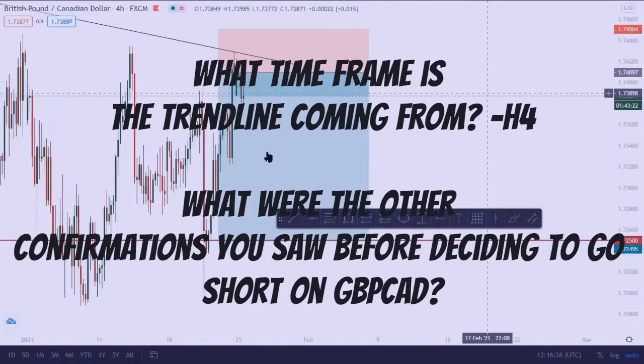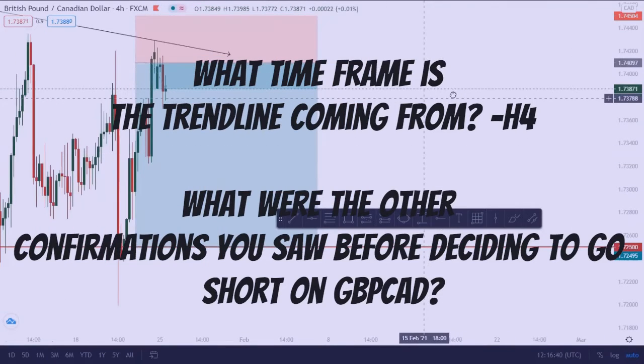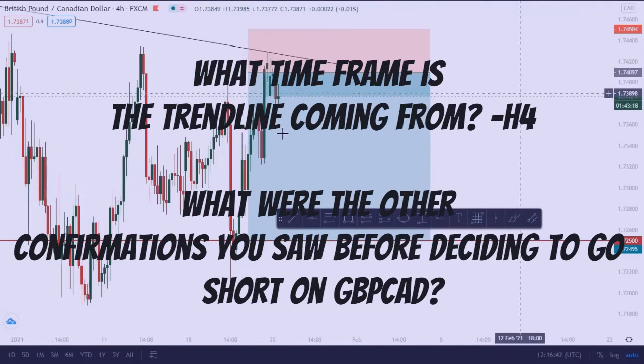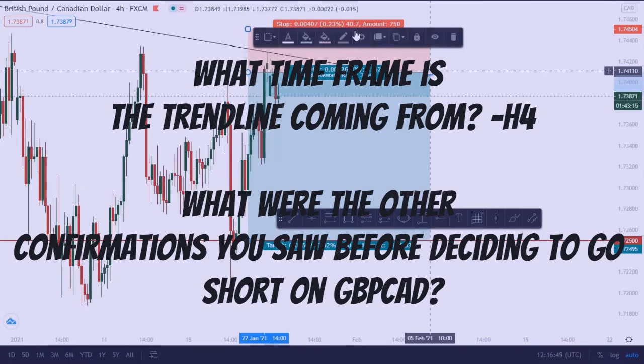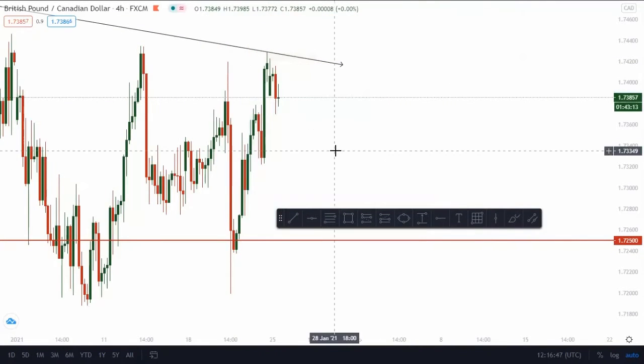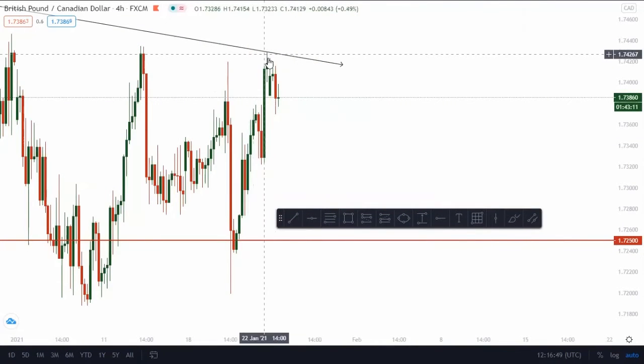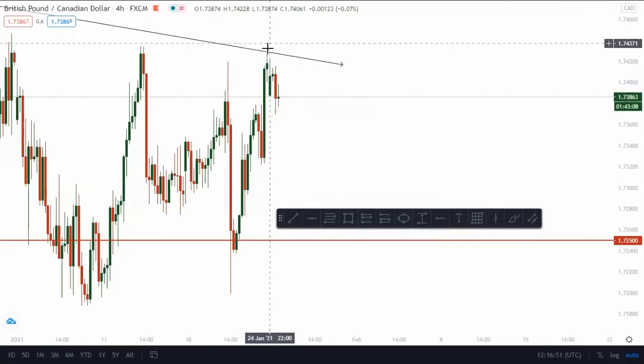No, not just the trend line. The trend line is not enough to make me go on a short here, all right? So as you can see, we've had a couple of rejections here.